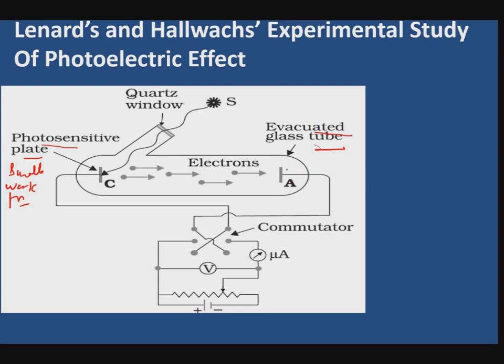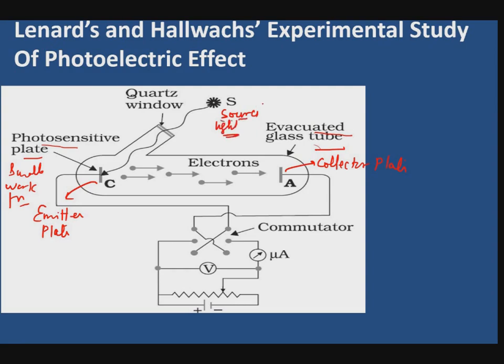There is another plate which is called a collector plate, or simply it can be called an anode plate also, but I would call it a collector plate. This is called the emitter plate, because electrons will be emitted from here. Right, there is a small window, through which the light is made to incident upon this particular metal plate. This is the source of light.